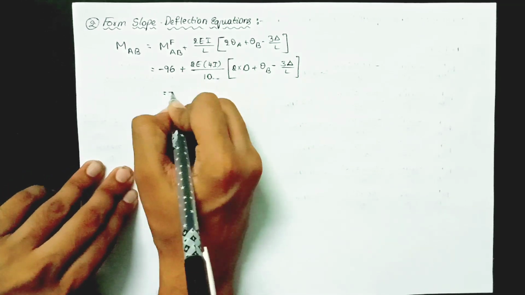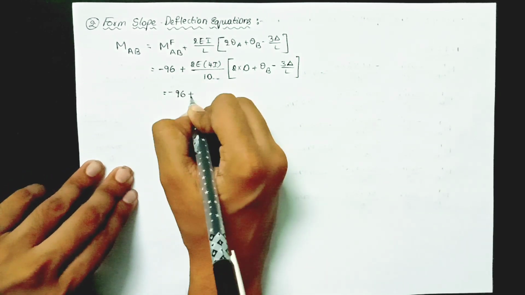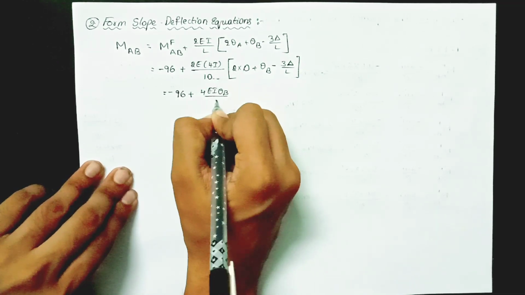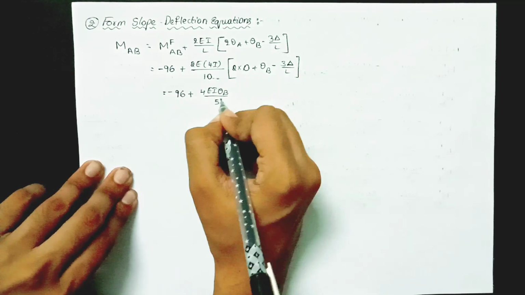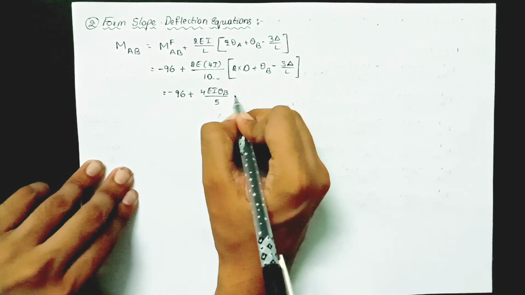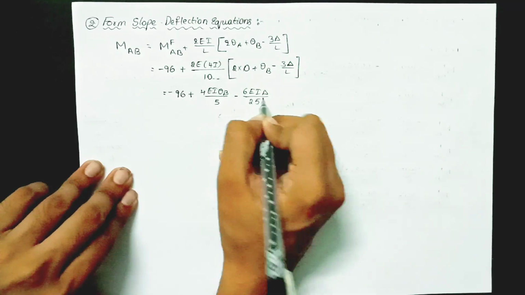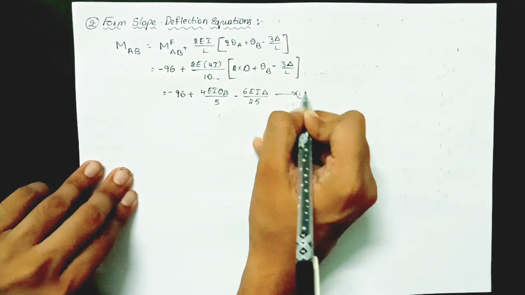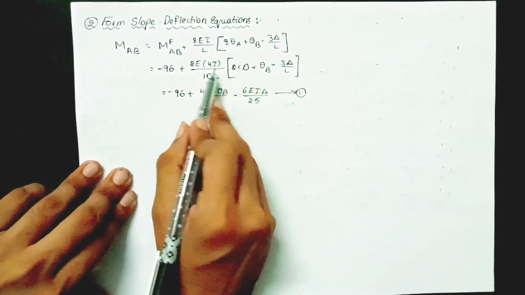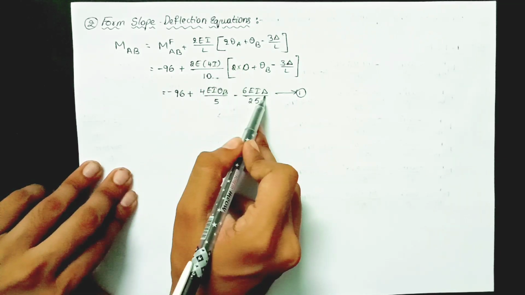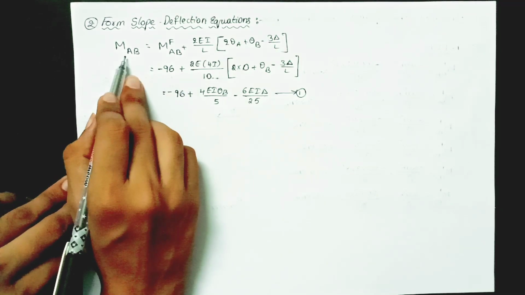Now after solving this, I got the equation as 4EI theta B by 5 minus 6EI delta by 25. So take this equation as 1. After multiplying this value with the inside values, I have obtained this equation. So we have completed AB.